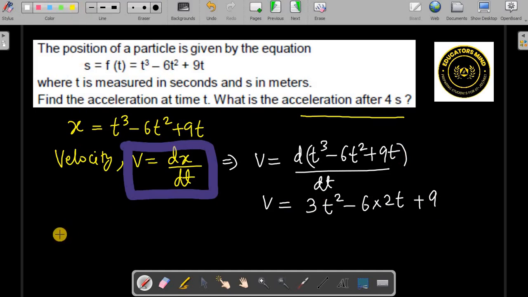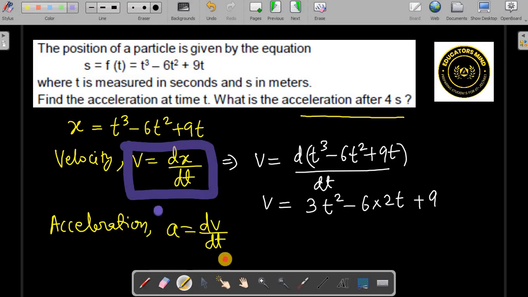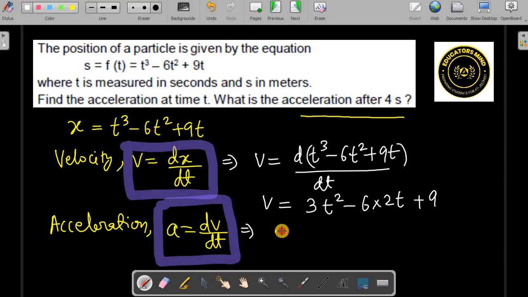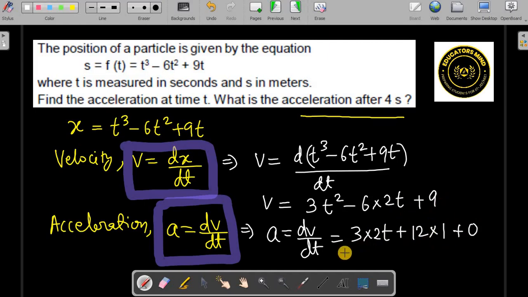Then what is acceleration? Acceleration is the rate of change of velocity. So the definition of acceleration is dv by dt. This is the definition of acceleration which you need to know. Okay, then let us calculate acceleration, dv by dt. So let's differentiate it. 3 comes out, t square differentiation is 2t. Here 12 comes out, t differentiation is 1. 9 is a constant, its differentiation is 0. So we get acceleration as 6t plus 12, right?